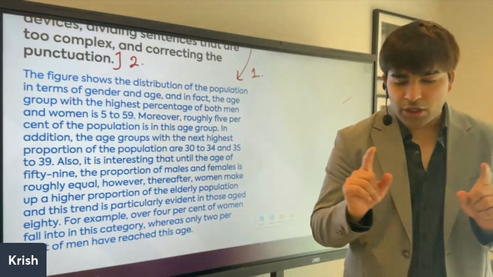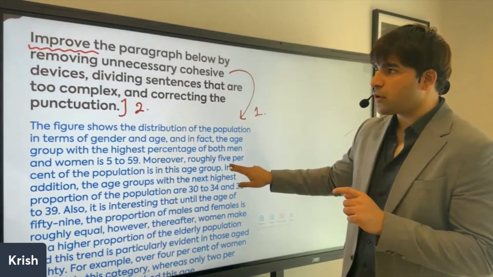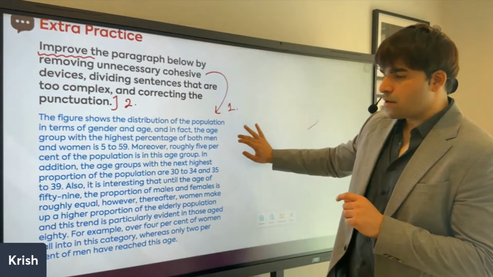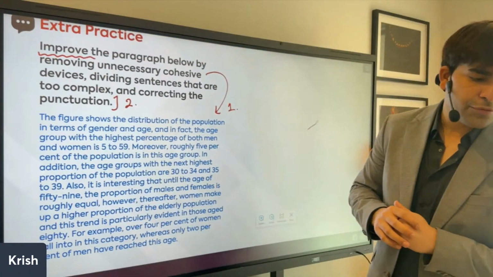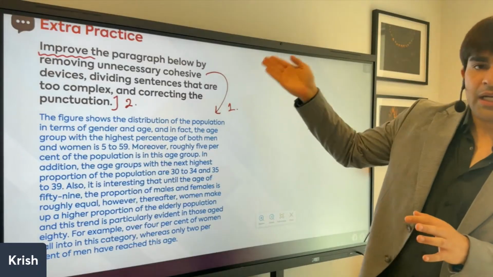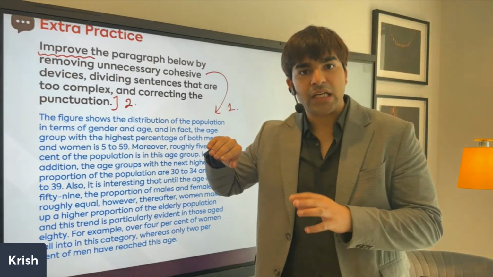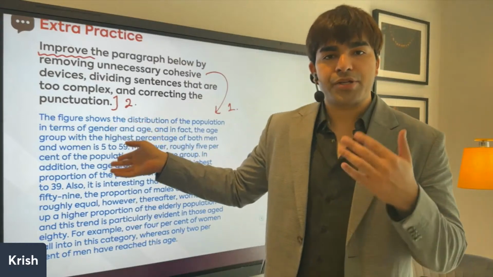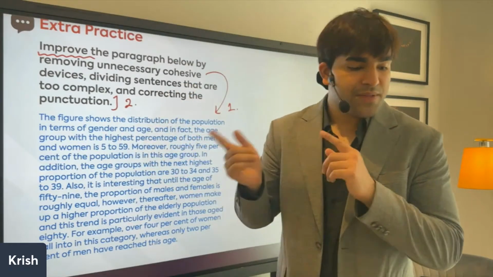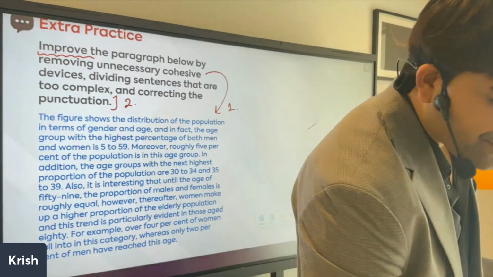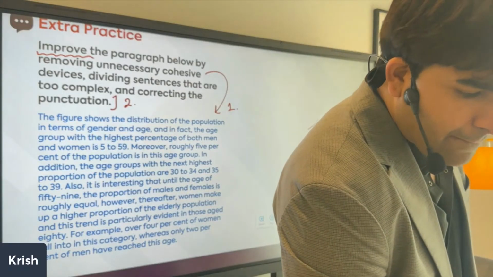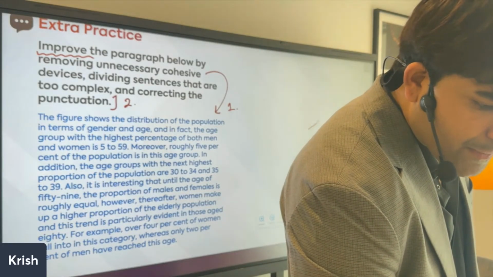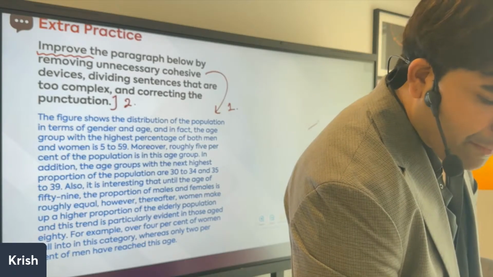Okay. What do you have to do? Once again, take a screenshot of the question as well, please. All you have to do is remove unnecessary cohesive devices and also use appropriate punctuation to divide the sentences appropriately. Okay. Bingo. Let's move ahead.